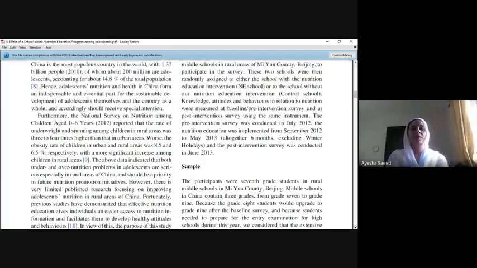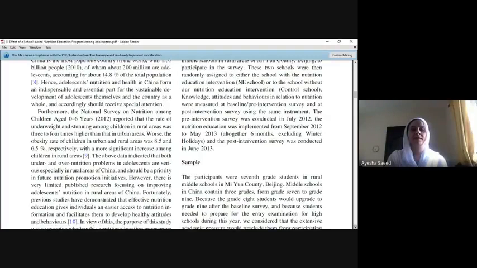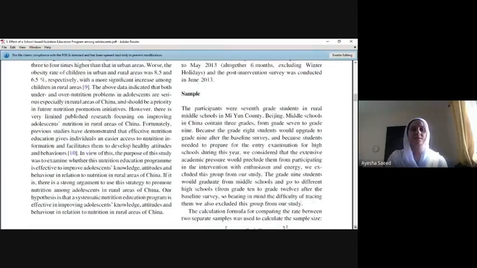Furthermore, the National Survey on Nutrition among children aged 0 to 6 also stated that in rural areas, undernutrition is 3 to 4 times higher. So there's a worse rate of obesity in the urban areas, and so they are stating that there is a double burden of malnutrition: in rural areas, undernutrition, and in urban areas, overweight and obesity.